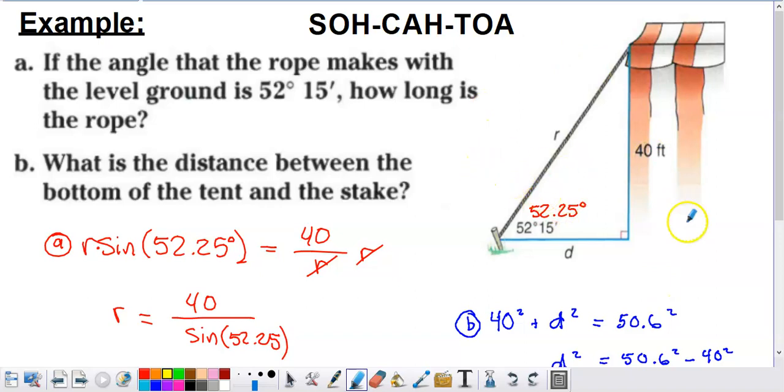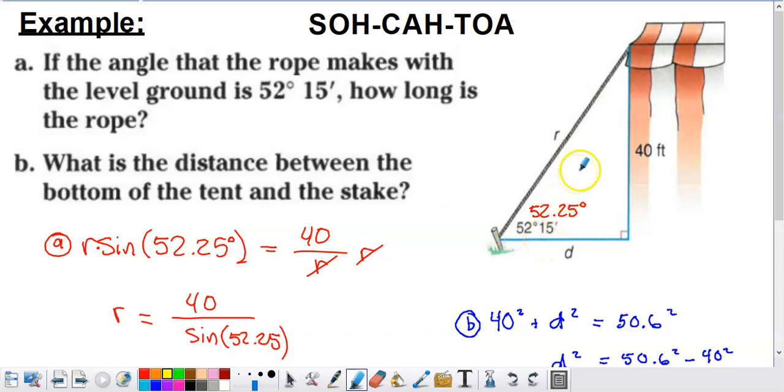So although there is a situation, we've got this tent and we have a rope connecting from the top of the tent to this stake that's placed into the ground. We are told how high the tent is. The tent is 40 feet tall. We're also told that the angle the rope makes with the ground is 52 degrees and 15 minutes.